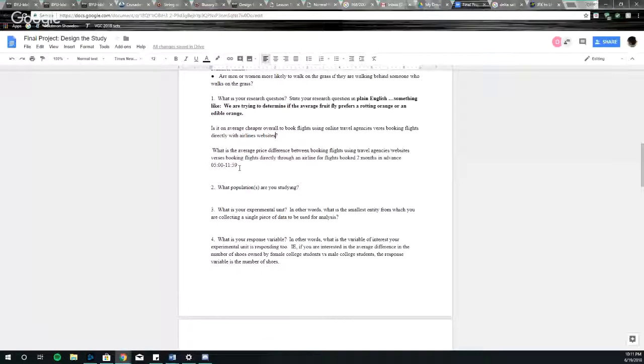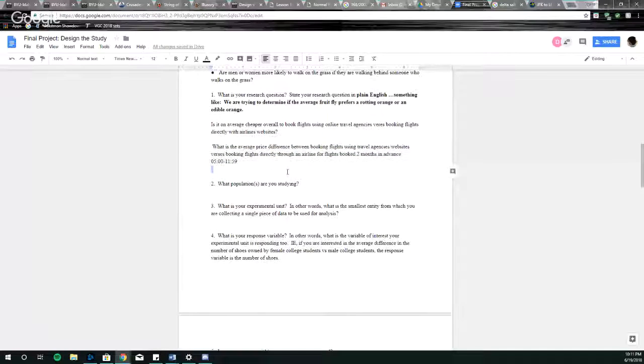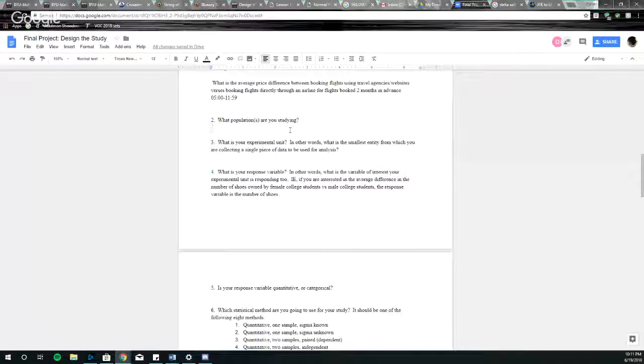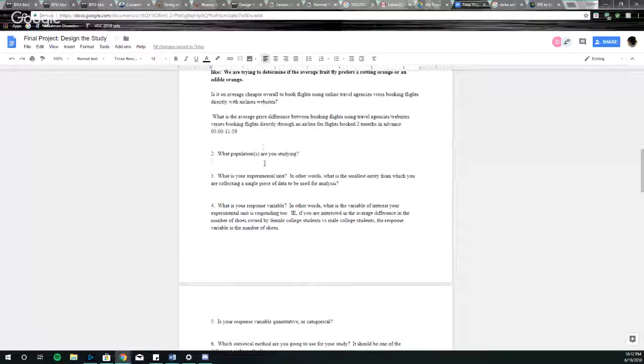We should probably add, do we want to add the 2 months in advance and only morning flights? I don't know if we have to specify that in the question, or in the variables that we will use for the study. What's the population we're studying? Are we studying the different airlines and travel agencies? What's our population? That's a good question.